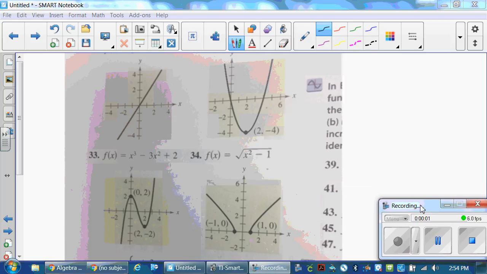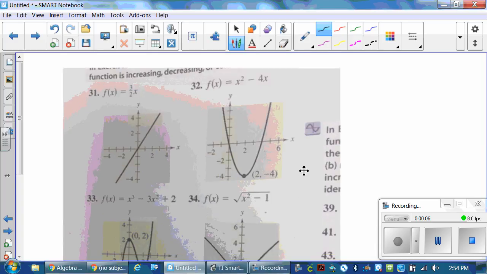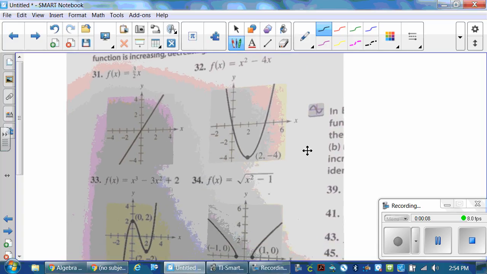Okay, picking up with problem number 32. That's it right here. It's kind of hard to see what's at the top. 32, the graph is a graph of the function f of x equals x squared minus 4x. And they want me to determine where this is increasing, decreasing, or constant. And I have this point here at the bottom that's a minimum point. So from negative infinity until it gets to 2, this function is decreasing.